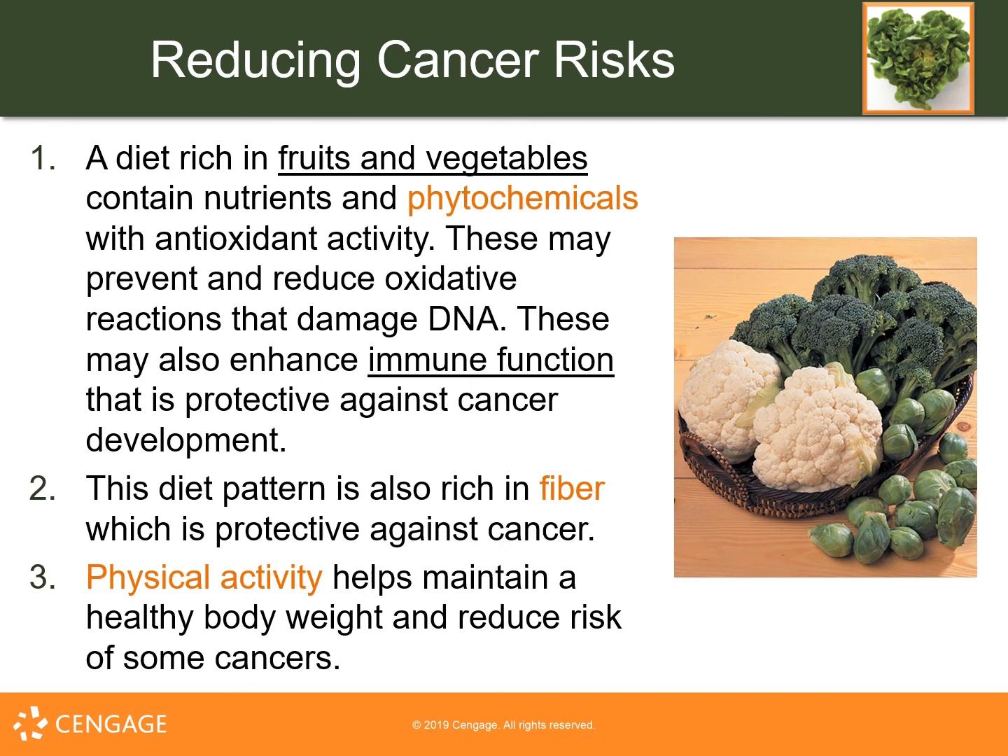Reducing cancer risk. A diet rich in fruits and vegetables contains nutrients and phytochemicals with antioxidant activity. These may prevent and reduce oxidative reactions that damage DNA. These may also enhance immune function that is protective against cancer development. This diet pattern is also rich in fiber, which is protective against cancer. Fiber is thought to help by binding, diluting, and rapidly removing potential carcinogens from the GI tract.